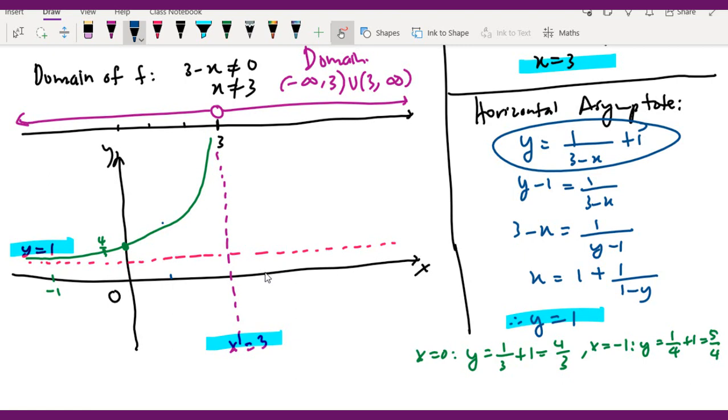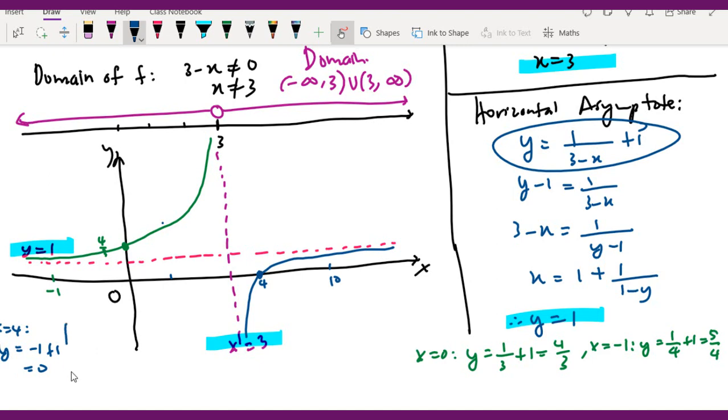Choose one number, let's say 4. When x is equal to 4, substitute: y equals 1 over 3 minus 4, which is negative 1, plus 1, equals 0. So the point is (4, 0). That means it intersects the x-axis at 4, and the graph is something like this.